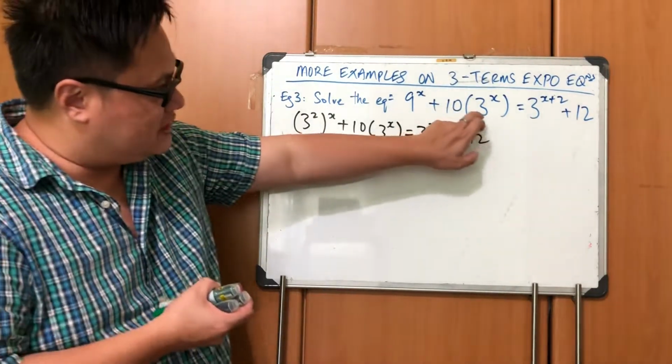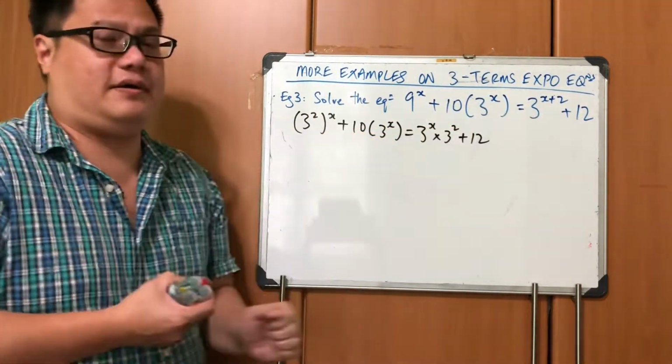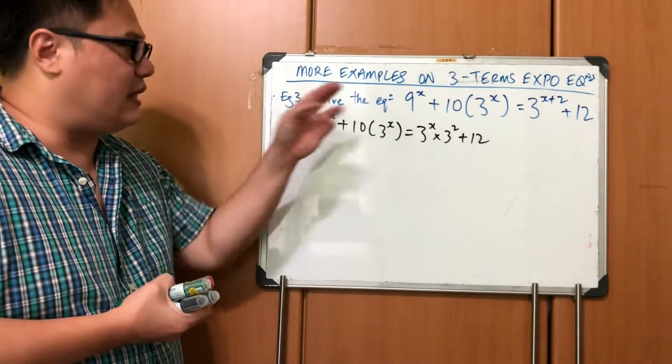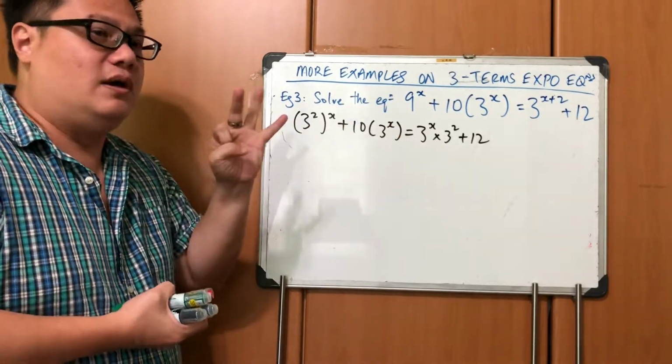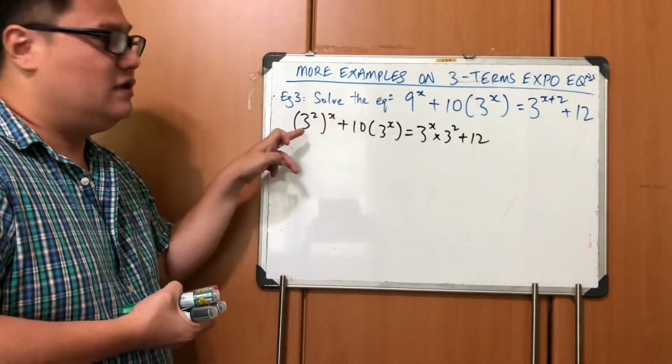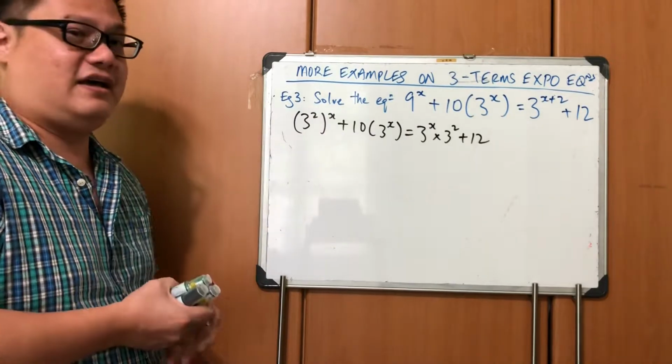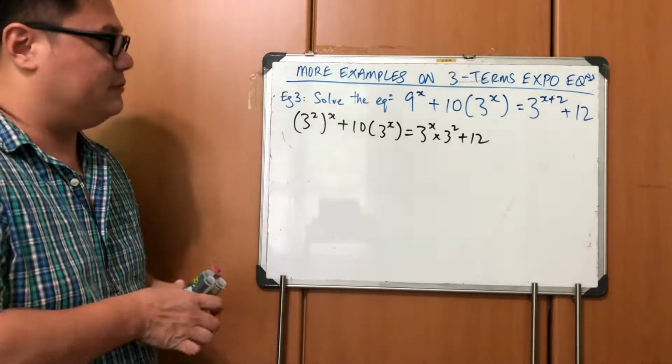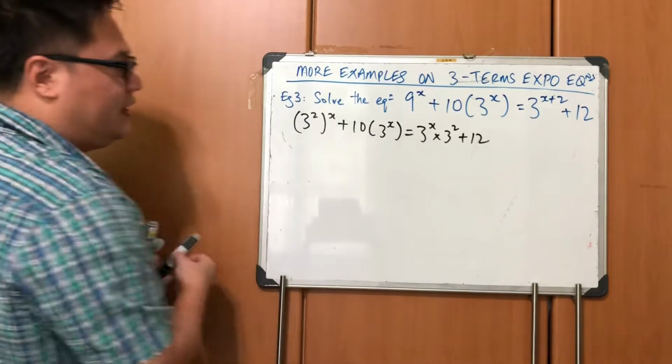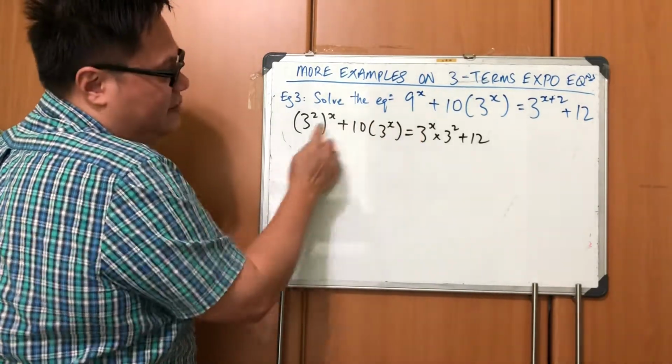Because over here, I notice there's 3 to the power x, there's a 3 to the power x here, right? And I realize that I can express 9 as base 3. But when I do that, I can have a quadratic case later. I can have a square appearing. So if you look carefully again, instead of writing 9, I can write 3 squared.